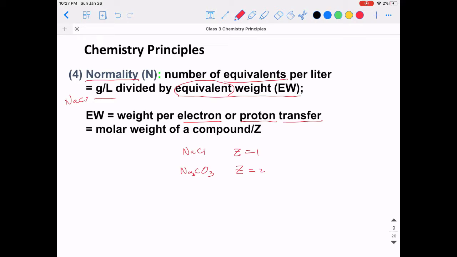Okay, so the equivalent weight is calculated by dividing the molecular weight of a compound. So that can be of any compound, right? Let's say we mentioned calcium carbonate, right? We can mention hydrogen there too. So that is calculated by dividing the molecular weight of that compound by the number of electrons or proton transfer.